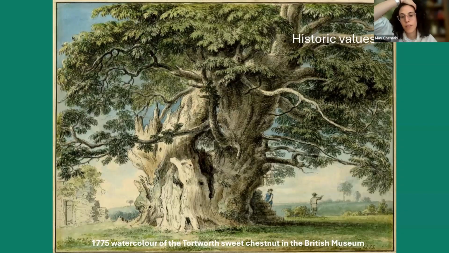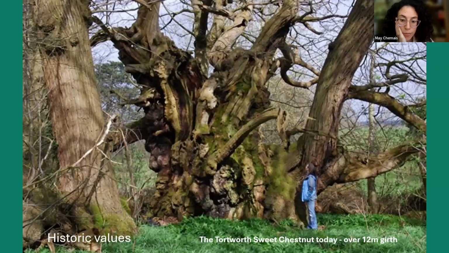As well, we have a sweet chestnut tree that appeared in a painting approximately 250 years ago. This is the Tortworth Chestnut. It's an ancient tree, and even back then it looked ancient. So I wonder what it looks like now. This watercolor image is found in the British Museum, and this is what it looks like today. It's over 12 meters thick in its girth, and it still stands today. But obviously, it looks a lot more decayed. But yes, these are very, very old trees sometimes.